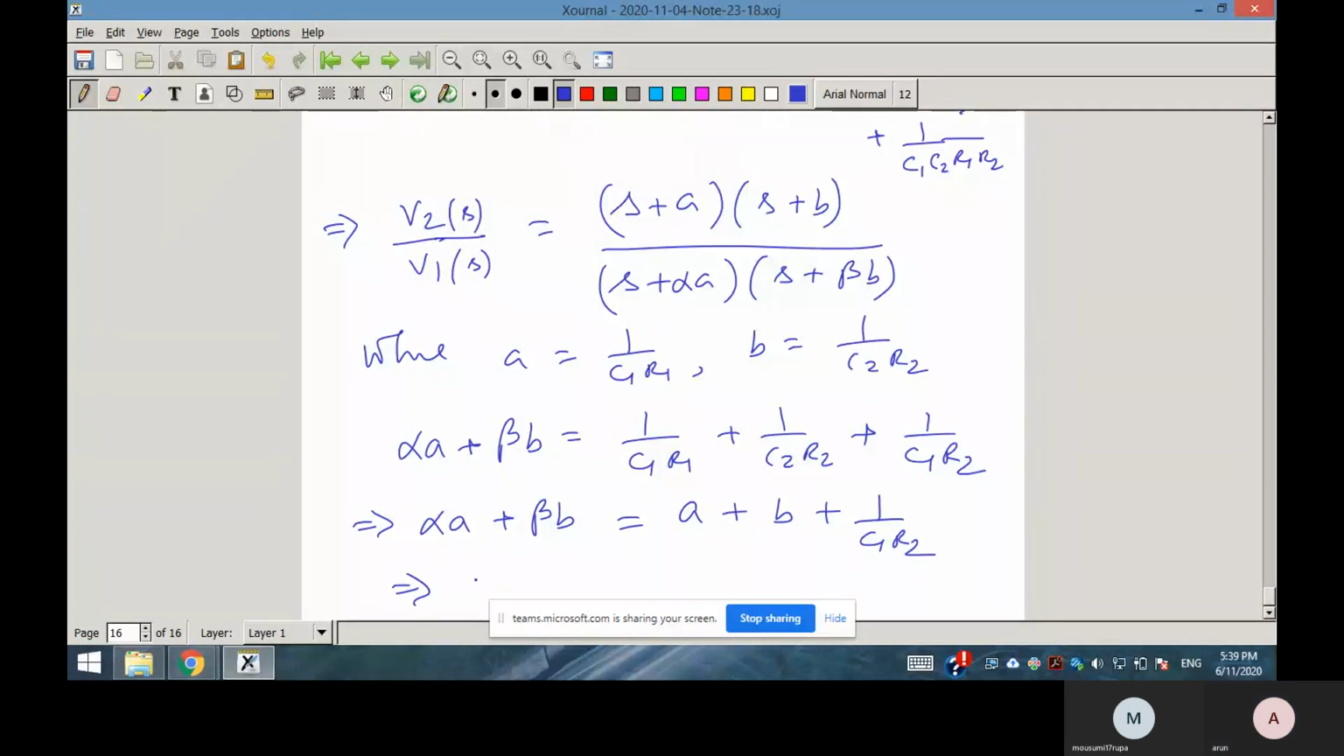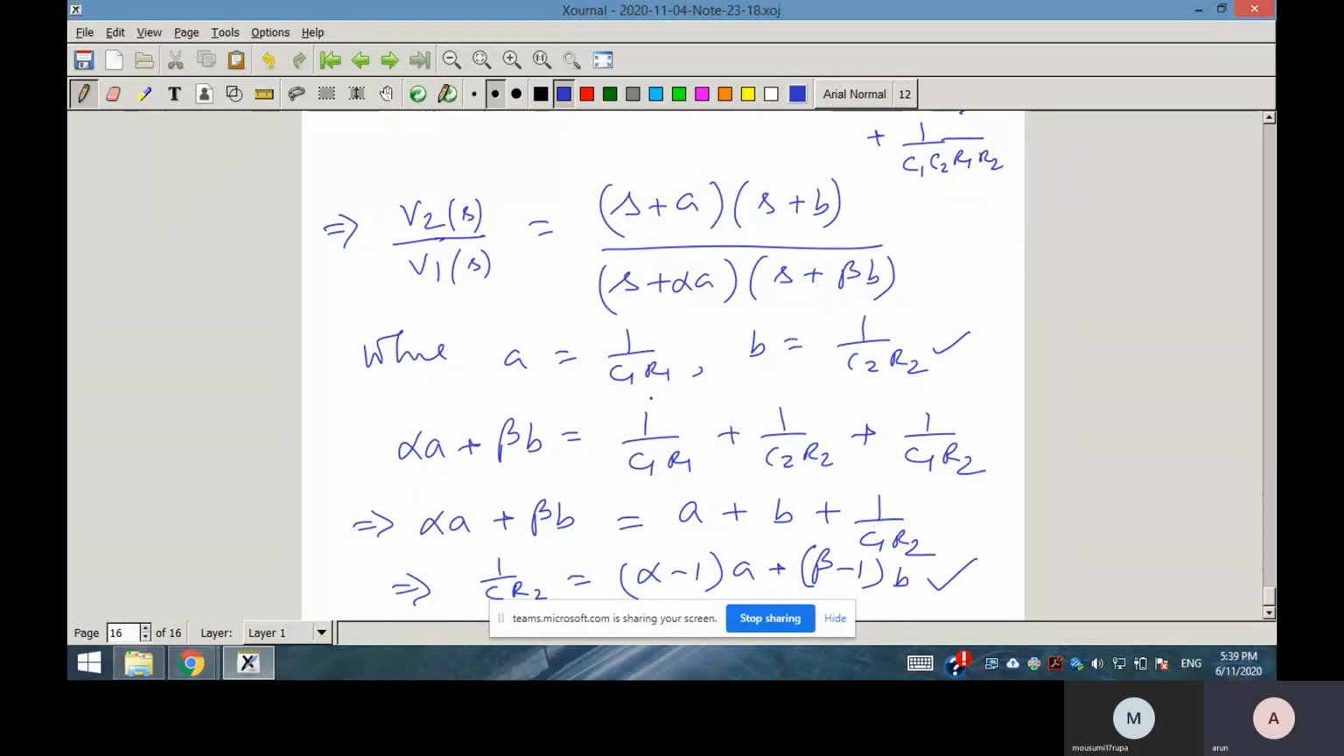So only your 1 by C1 R2 has to be like this. Alpha minus 1 into A plus beta minus 1 into B. So this condition has to be satisfied. So C1 R1 C2 R2 has to be chosen such that this condition will be satisfied.